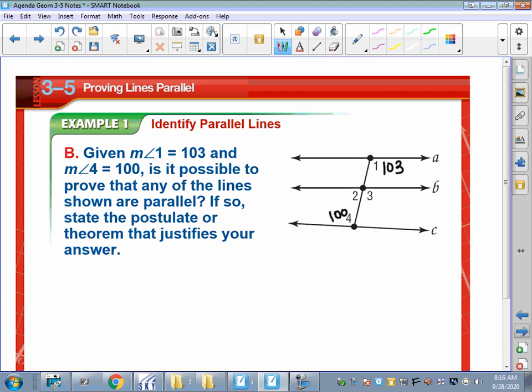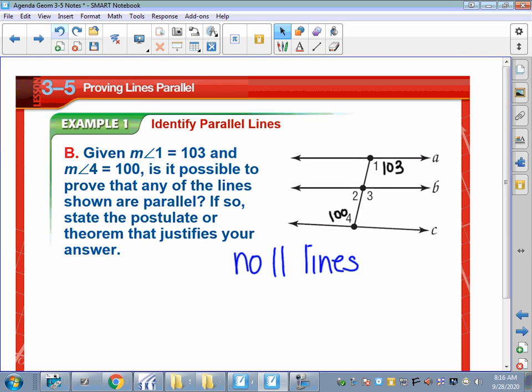They would be alternate interior if you ignored this line B for a second. Those would be alternate interior angles, but they're not even congruent. Therefore, I'm going to say no parallel lines. If they were both marked as 103 degrees, I would say, oh, those are alternate interior angles, and then line A would have to be parallel to line C.